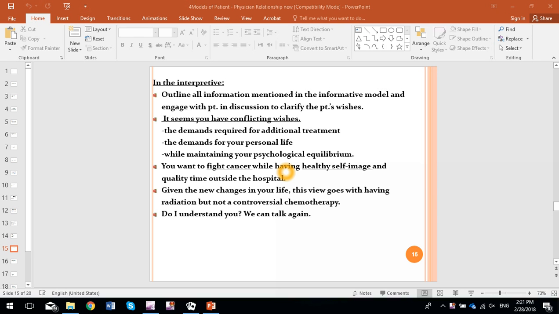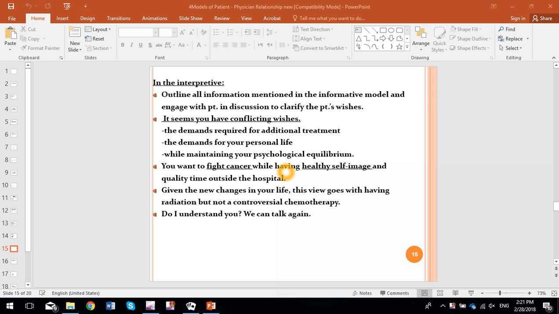The first wish is the demands required for additional treatment, like the chemotherapy, and the demand for your personal life, the demand for your commitments or aspirations or goals for your personal life, being divorced and now she has to go back to work, still 43 years old, maybe she is looking for marriage again. So these are the demands for a personal life, which seems in conflict with what is required for additional years of survival.